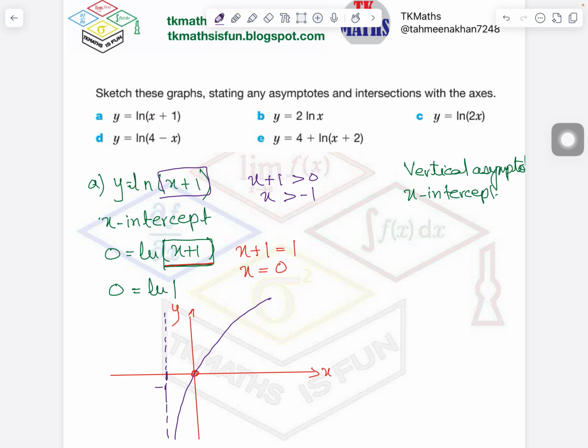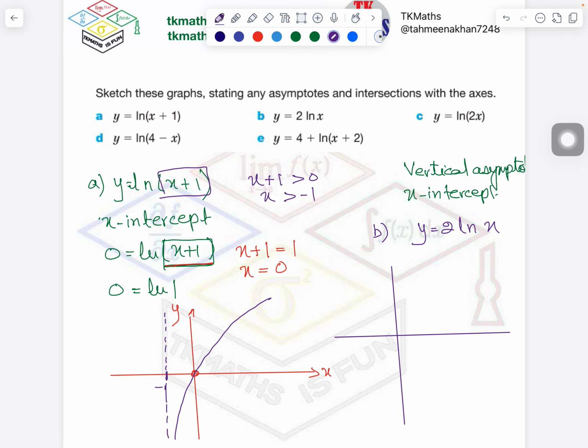So let me do part B. Y is equal to 2 ln x. So again, you need the x-intercept and you need the vertical asymptote. That's all. So what is the technique I have told you? For the vertical asymptote, whatever is here, you will put it greater than 0. Inequality you will draw. So x greater than 0.